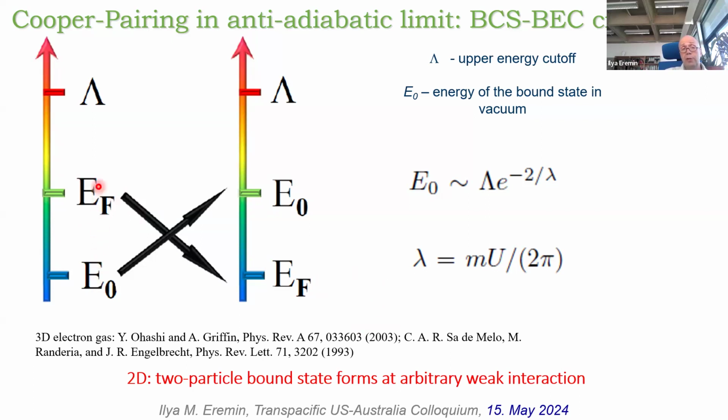So that would be conventional. So this is the energy of formation of the Cooper pairs. This is your Fermi energy. And this is the upper cutoff energy, so basically your bandwidth.